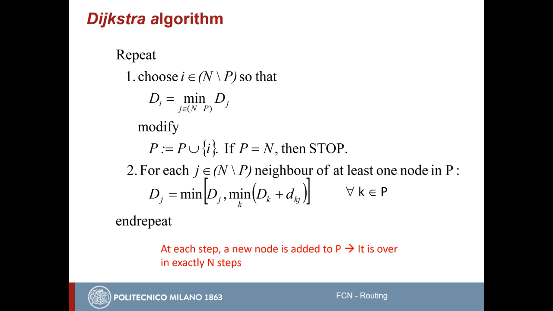Since the condition of termination is that P contains all the nodes of the network, then immediately this tells you that this algorithm will always take exactly n steps, where n is the number of nodes in the network. So the number of iterations in this case is not related to the diameter of the network, but simply to the number of nodes in the network.